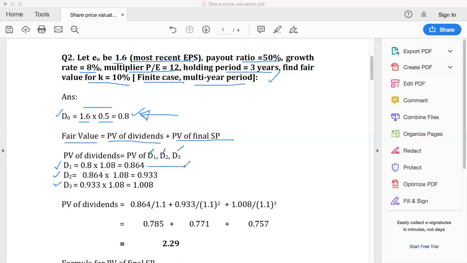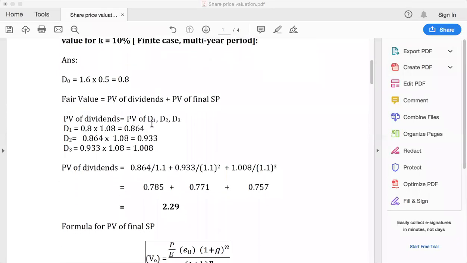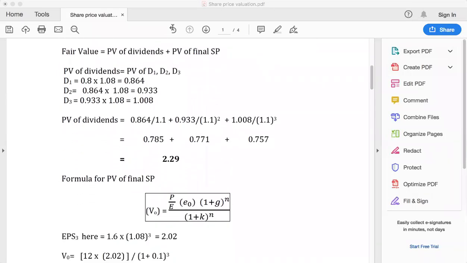So this will be the first dividend, 0.8 multiplied by 1 plus 0.08. Then again you multiply that by 1.08, you get the second dividend. Again you multiply that by 1.08, you get the third dividend, right? So now we have got all the three dividends, right? And we know the discount rate was given in the problem as 10%. So we can discount all these three dividends with 10% discount rate, sum them up, and that gives us the present value of all the dividends.